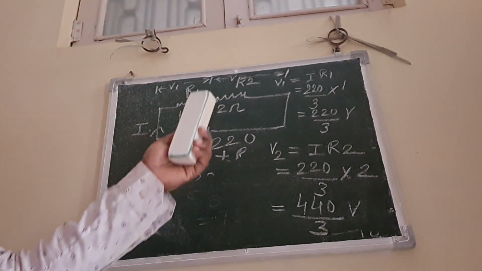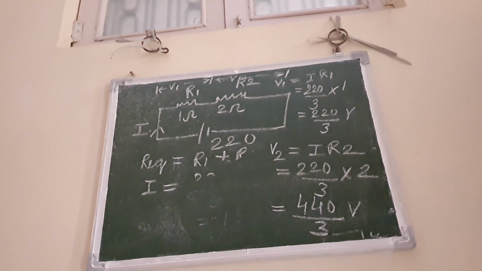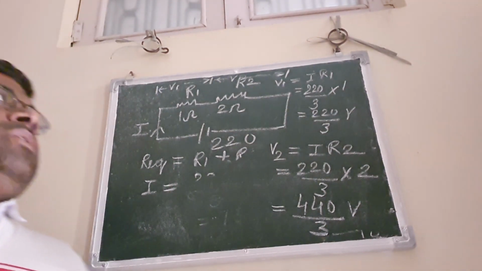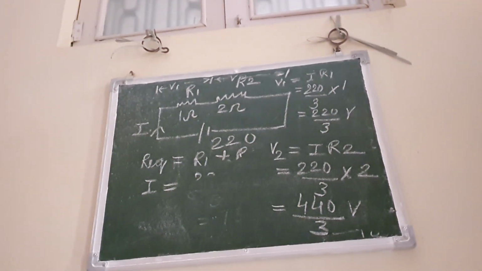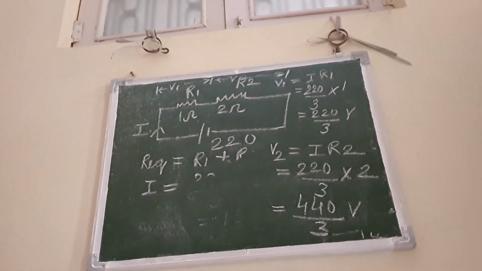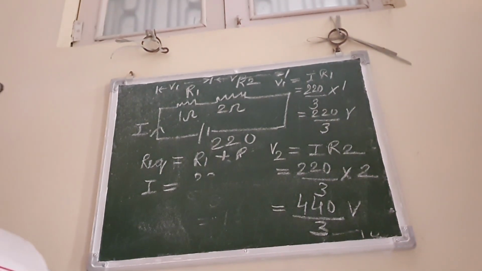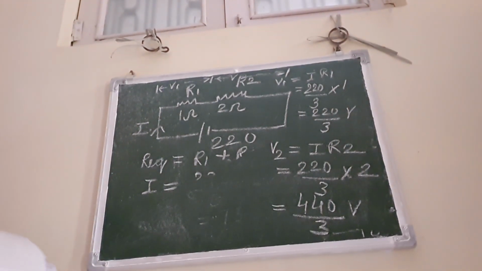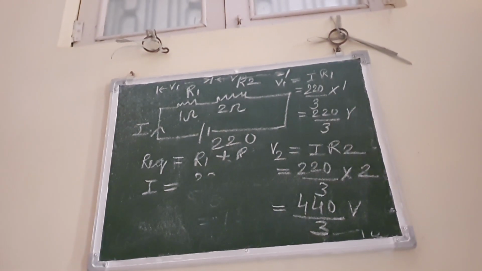So we are finding V1. V1 is equal to I times the resistance, that is R1. So it is 220 upon 3 into 1, so it is 220 upon 3 volts. V2 is equal to I times R2. So it is 220 upon 3 into 2, so it is 440 upon 3 volts. So this will be our answer. I think you all might have understood this question.